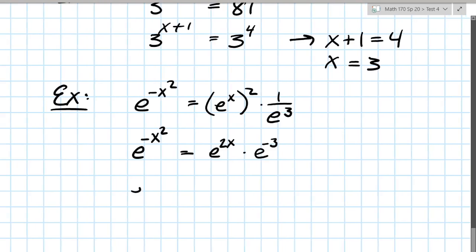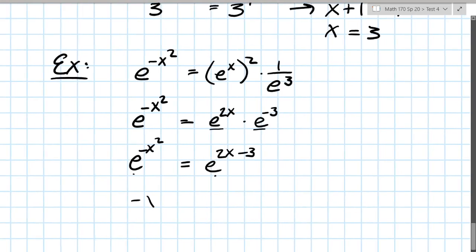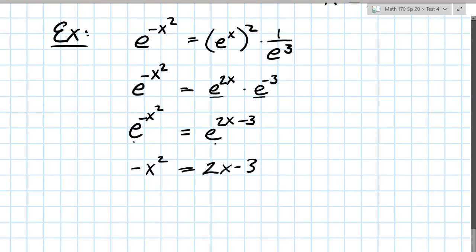Now, I'm going to, again, rewrite the left-hand side. And the right-hand side, since we have the same base, I can add the powers. e to the 2x minus 3. Now, since I have e to the and e to the, we can rewrite it as negative x squared is equal to 2x minus 3. This is a problem that we started solving, what was it, first or second week of class.